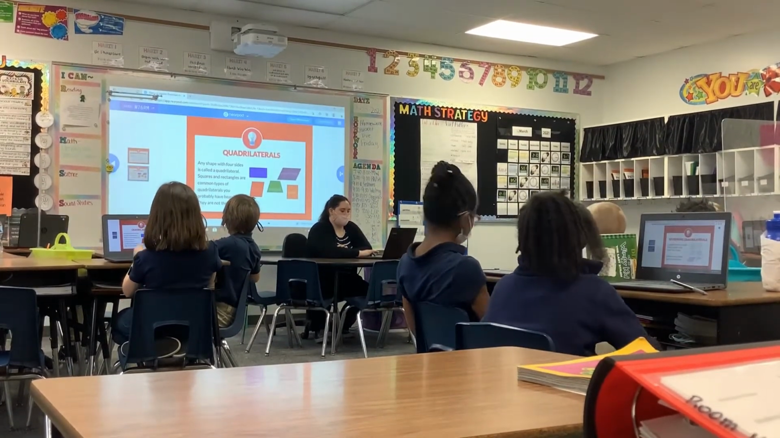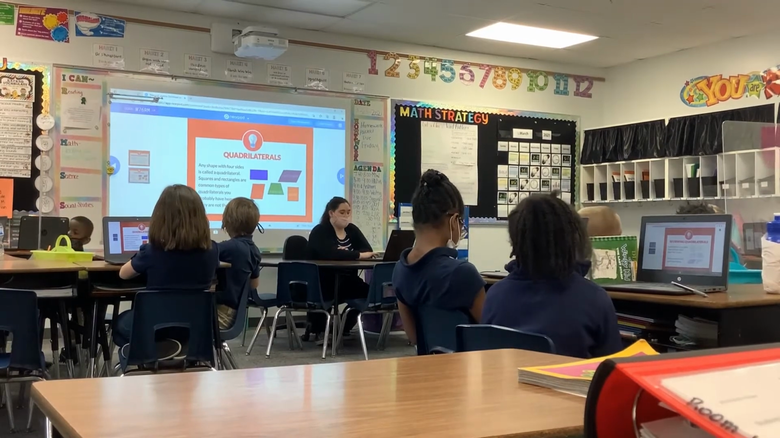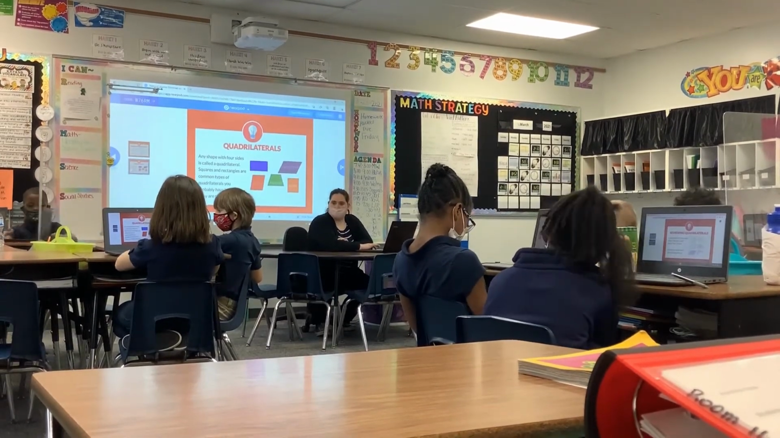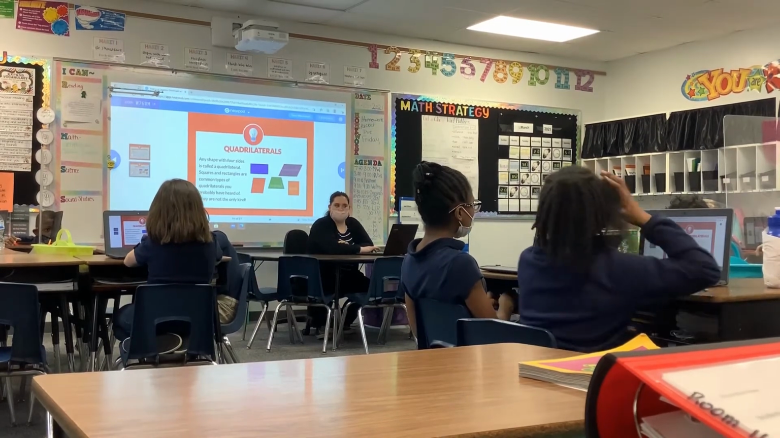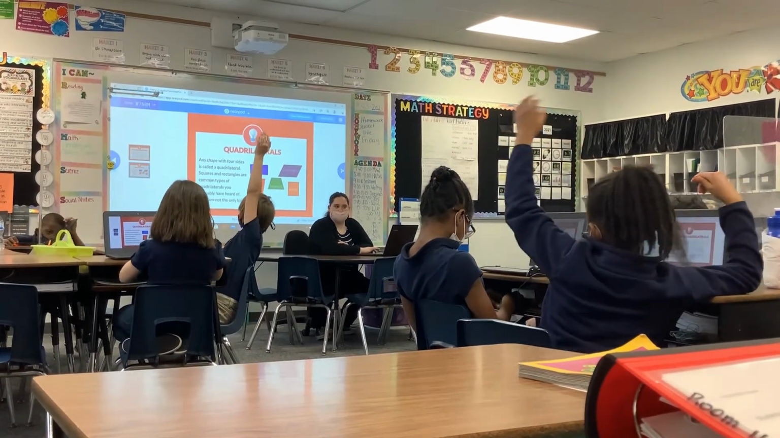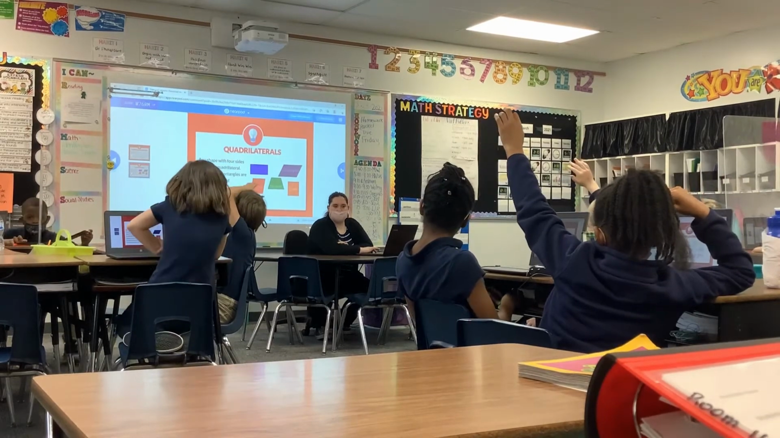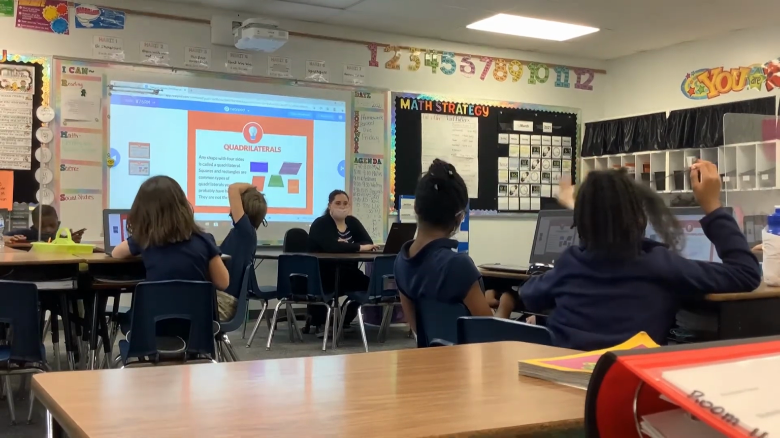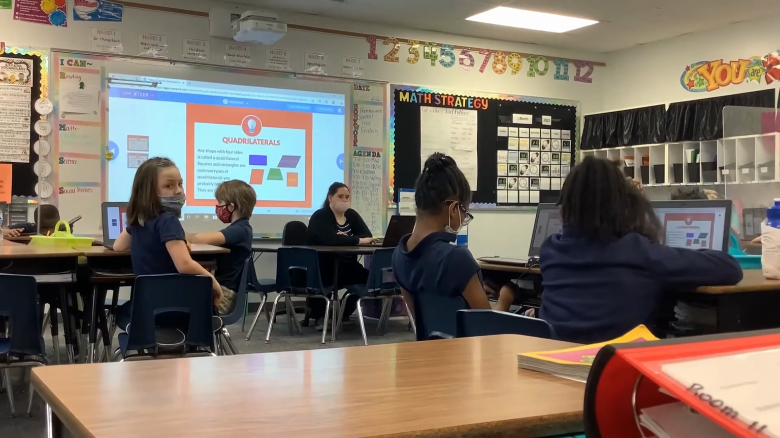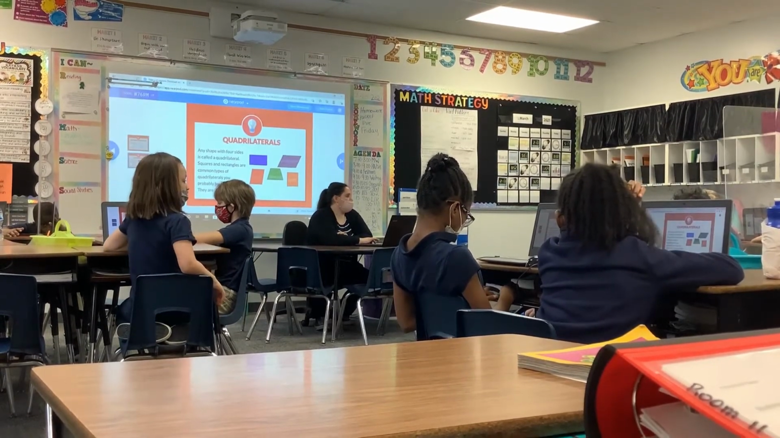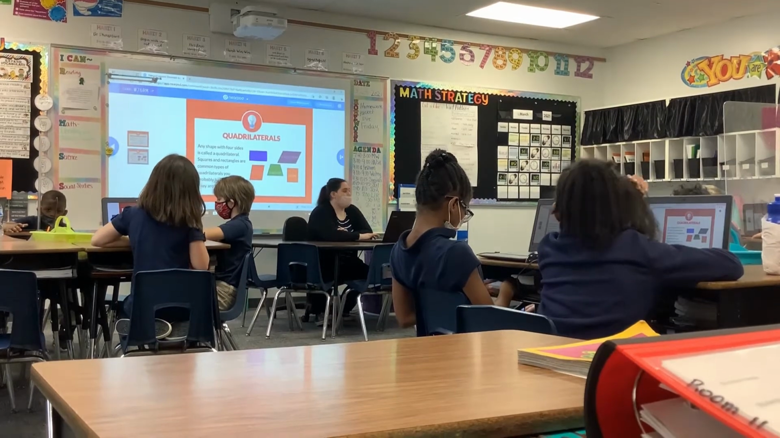Yeah, it is flat. These are two-dimensional shapes. What does it mean if they're two-dimensional shapes? I want to say it's just flat. Flat, yeah.